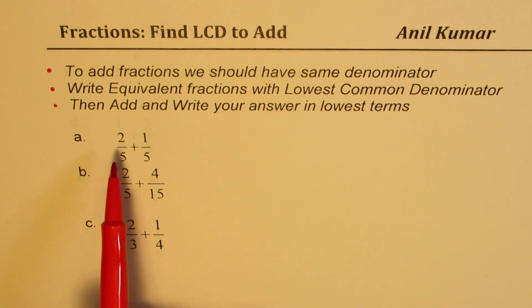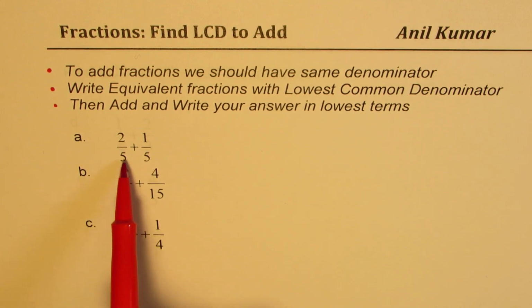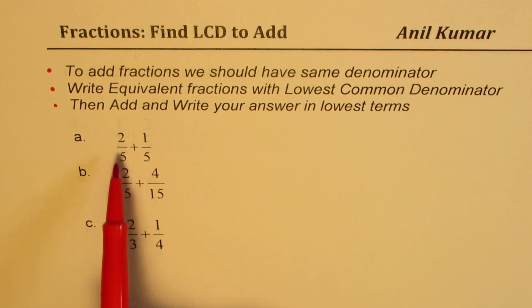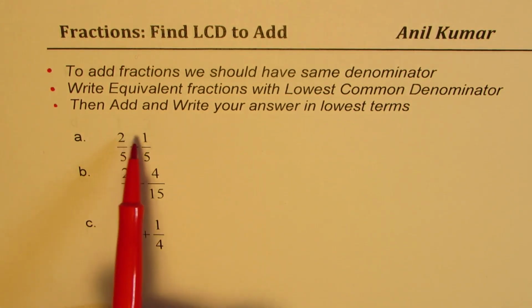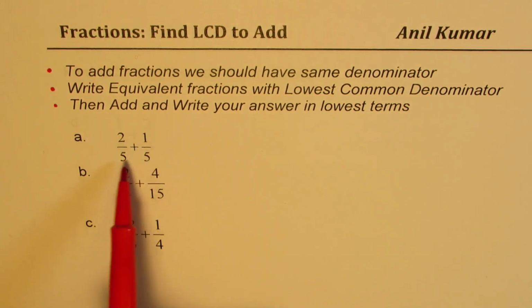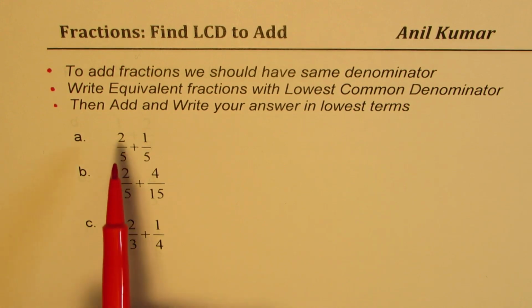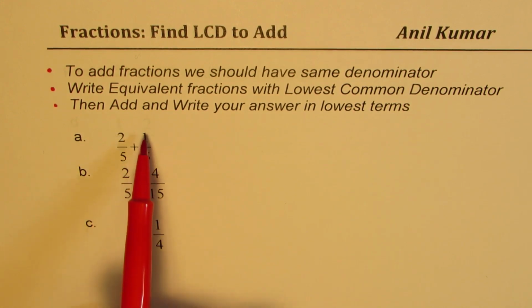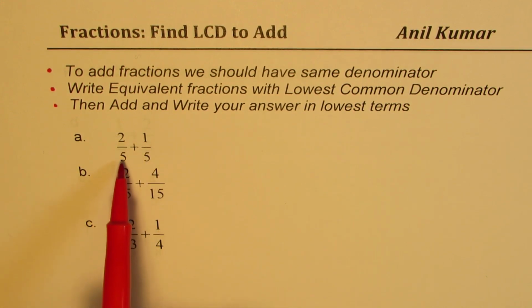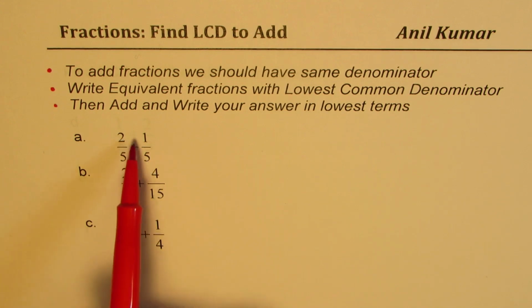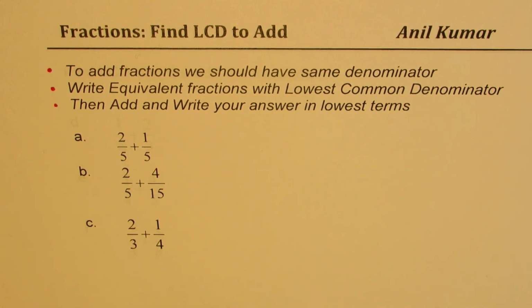A fraction is given with a number in the numerator, the number on the top, and another number in the denominator, the number in the bottom, right? So numerator and denominator. To add fractions, we should have the same denominators, right? Just as in 2 over 5 plus 1 over 5, the denominator is 5. So we can directly add the numerators and get our answer, right?